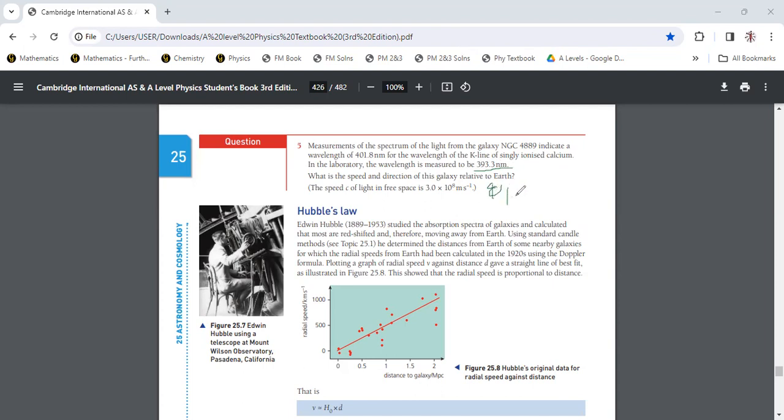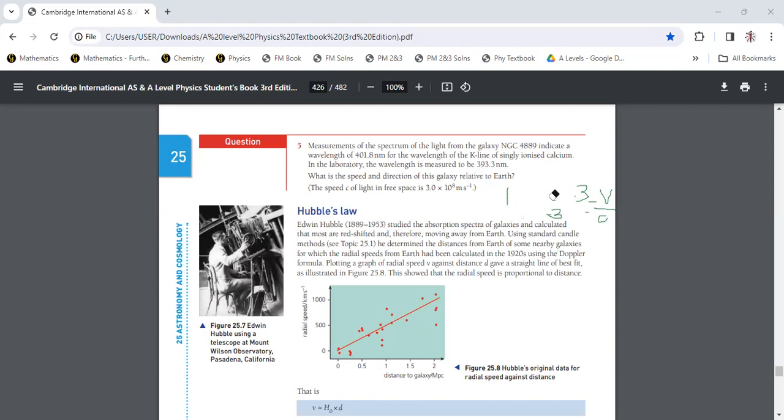So 401.8 minus 393.3, over 393.3. You can exclude the nanometer units here, as they cancel each other out, and this is equal to v over the speed of light, which is given as 3.0 times 10 to the power of 8 meters per second.